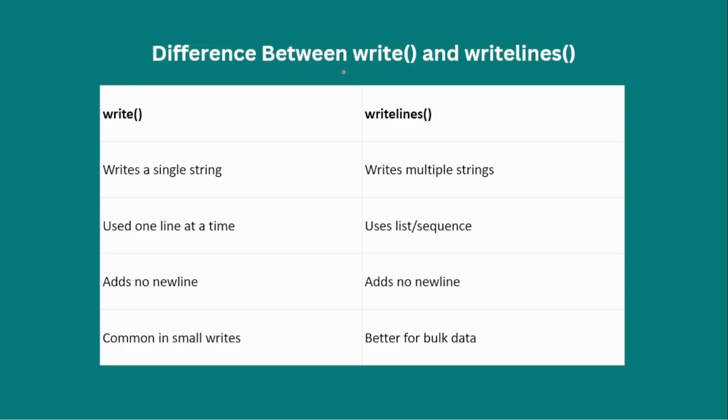Okay, so we'll see the difference between write and writelines. Write takes a single string, writelines writes multiple strings. Write is used one line at a time. Writelines can write a list or sequence of strings. Neither adds a new line. Write is common in small writes, writelines is better for bulk data. It adds no new line, and we have to explicitly add the new line character.